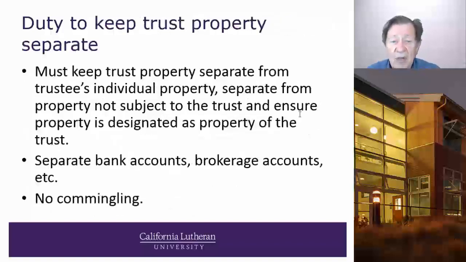Duty to keep trust property separate. Keep trust property separate from trustees' individual property, separate from property not subject to trust, and ensure property is designated as property of the trust. Bluntly, each trust has to have a separate account. You may have a $5 million account, a trust, and a $300,000 trust, and a $30,000 trust. All three are separate. All three must be designated as who the trust is.